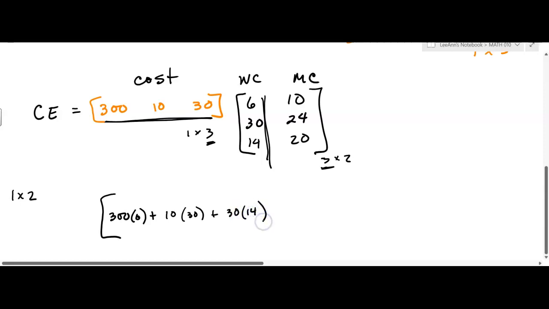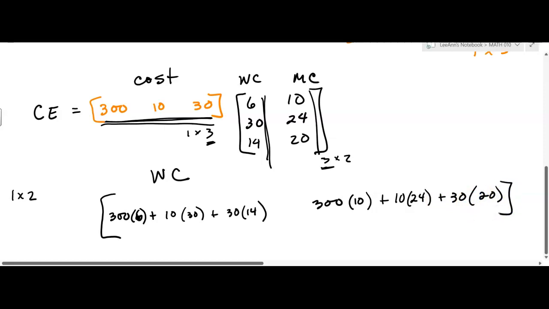That represents the cost for the Wildcats, for that column. Then, to figure out the Mudcats, we take the cost times the Mudcats' equipment needs. So we have 300 times 10, 10 times 24, and 30 times 20.